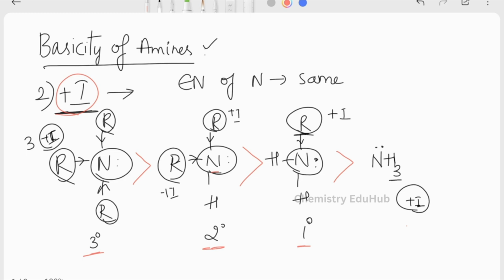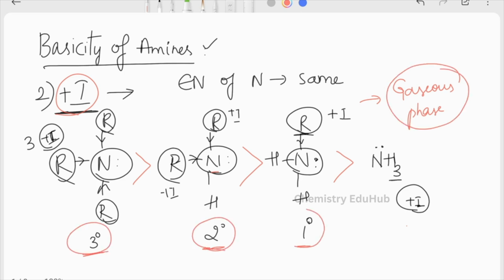Now here comes the twist. This order applies only in the gaseous phase of amines. When the amines are in the gaseous phase, only then can we observe this order of basicity of amines. What happens in aqueous solutions? Let us see with an example.